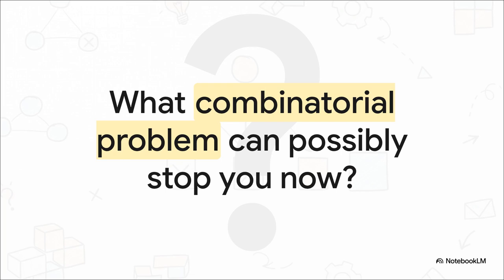But I'll leave you with this. What happens when even the most perfectly pruned backtracking algorithm is still way too slow, simply because you're calculating the exact same subproblems over and over again? Well, that is the precise moment we upgrade from backtracking to dynamic programming. But for now, what combinatorial problem can possibly stop you?